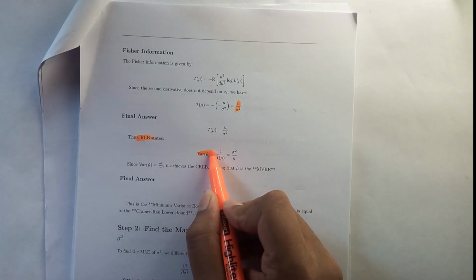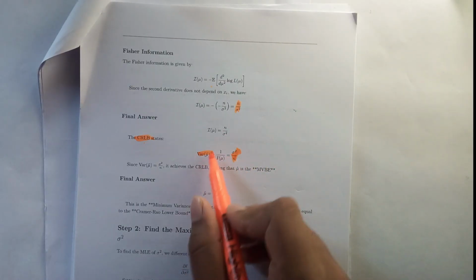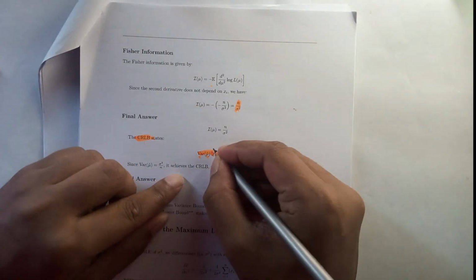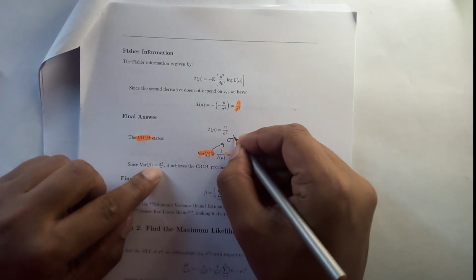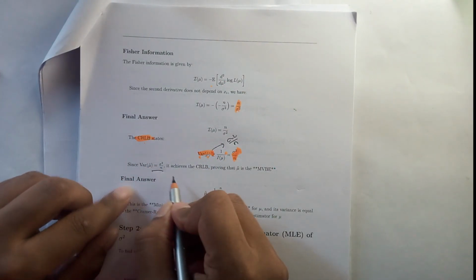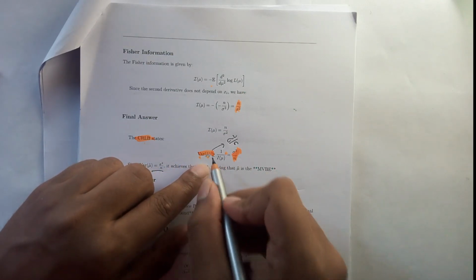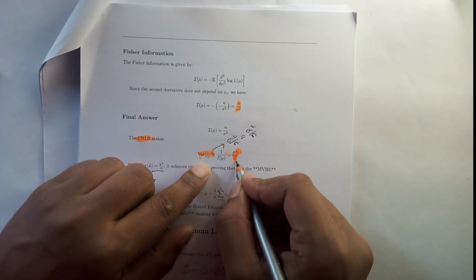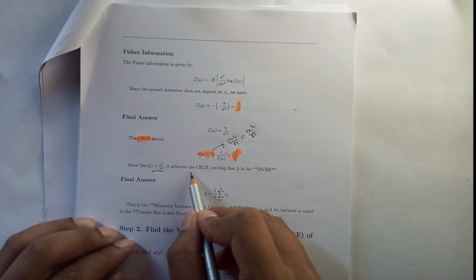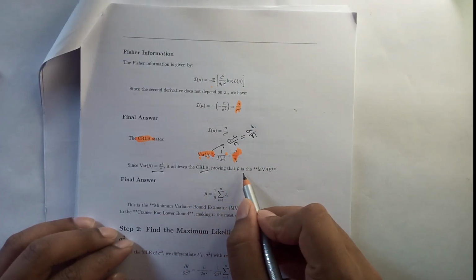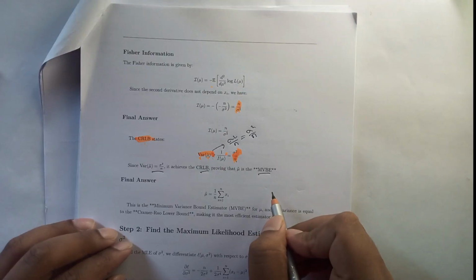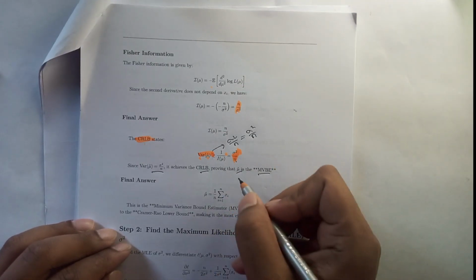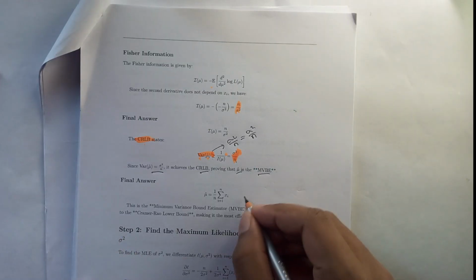When you compare these two variances, the variance of mu hat we've already found is sigma squared divided by n. We write it here like this. Both of them satisfy equality, so equal to sigma squared divided by n. So we can say that yes, it achieves CRLB, proving that mu is the MVBE. So among unbiased estimators, mu has the minimum variance. So this is our final answer.